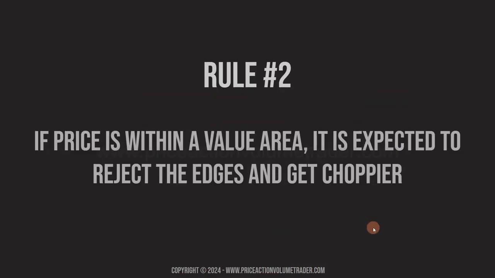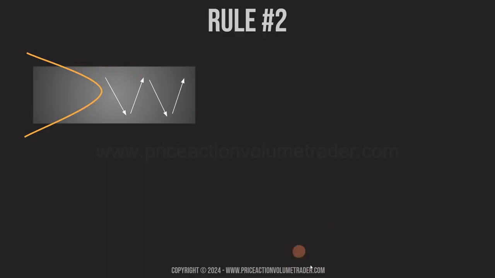Okay, rule number 2: if price is within a value area, it is expected to reject the edges and get choppier. Okay, so basically, like I mentioned already on the first rule, when we accept in an area where there's a balance, we tend to see that price is going to get choppier.